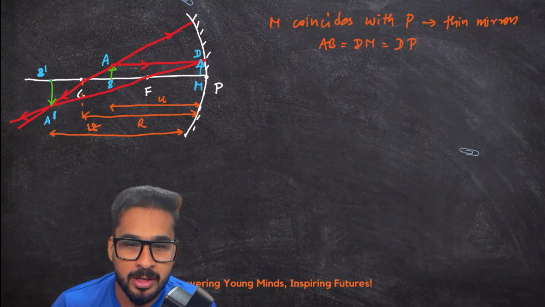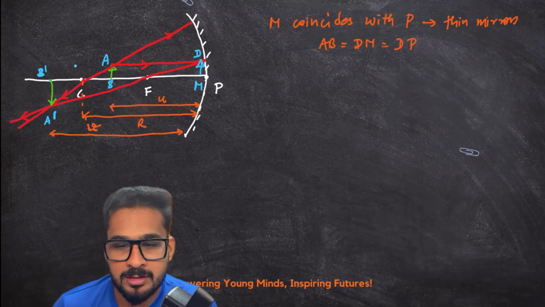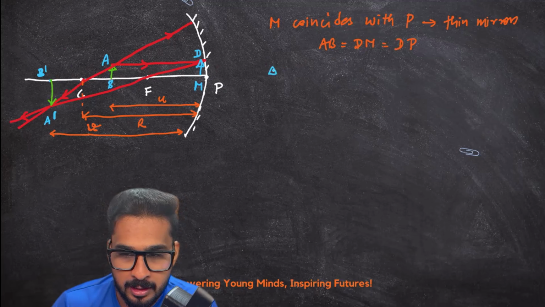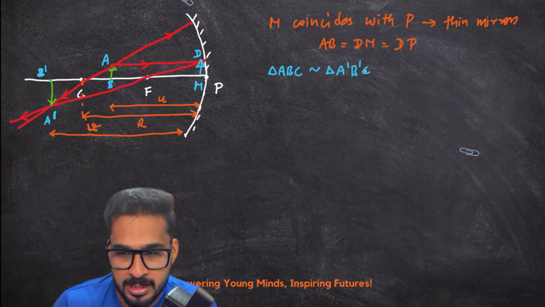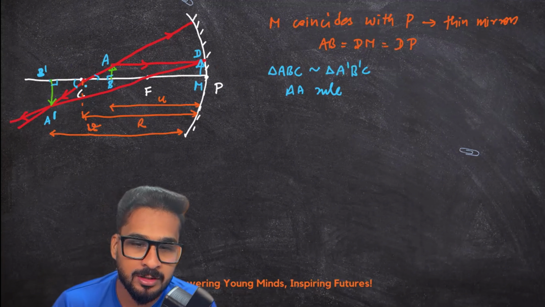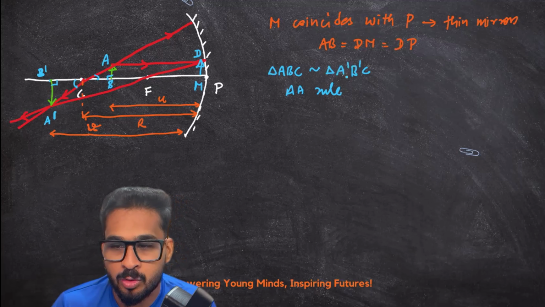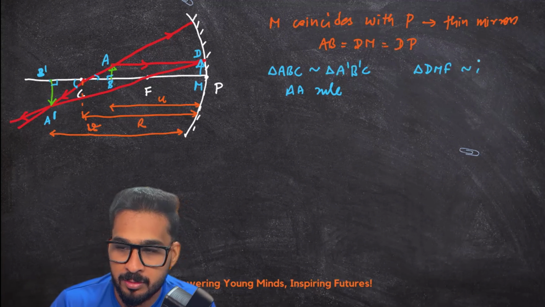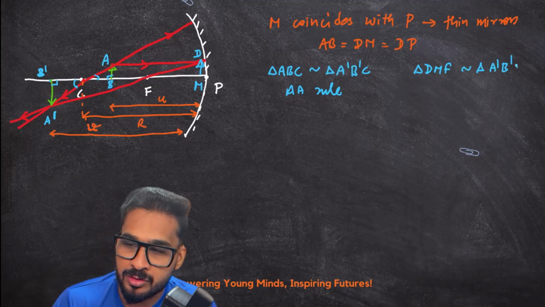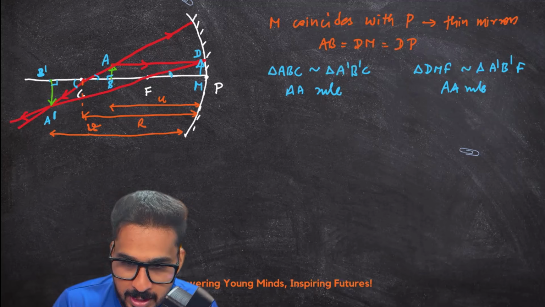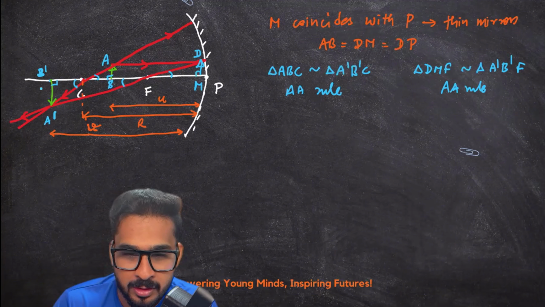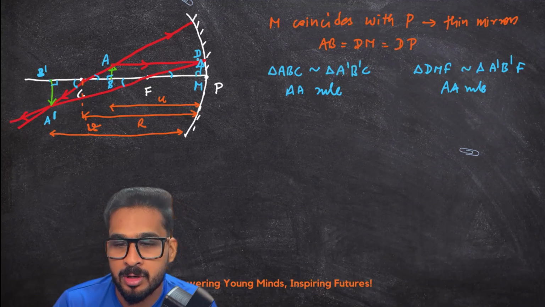Now consider the two triangles that are shaded as shown. Triangle ABC is similar to triangle A'B'C, because by the AA rule, this angle is equal to this angle, vertically opposite angles, and this is a right angle triangle. Similarly, triangle DMF is similar to triangle A'B'F by the AA rule. We know this angle is equal to this angle and the right angle is equal to the right angle. So this whole triangle is similar to this small triangle.